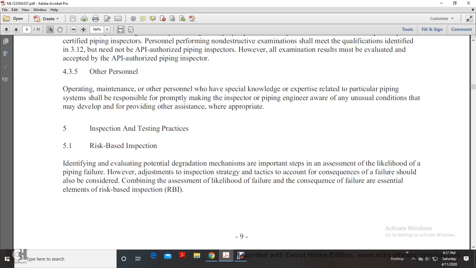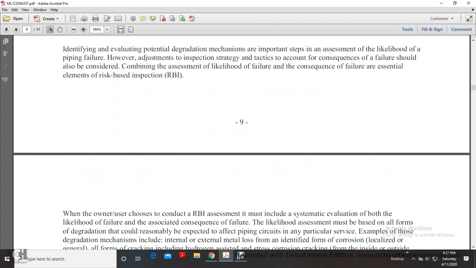Inspection and testing practices. Risk-based inspection: identifying and evaluating potential degradation mechanisms are important steps in assessing the likelihood of piping failure. Adjustments to inspection strategies and tactics to account for the consequence of failure should also be considered, combining the assessment of likelihood of failure with the consequence of failure, which are the essential elements of risk-based inspection.